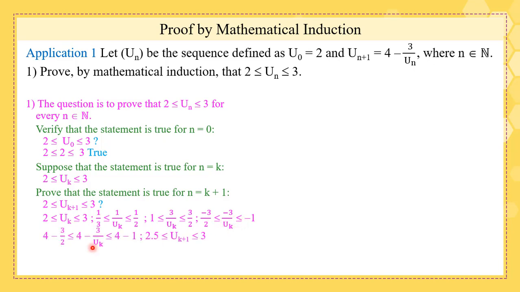And if we add 4, we get uk plus 1 is between 2.5 and 3. Now we need to prove it is between 2 and 3, and this is in fact correct, because if uk plus 1 is between 2.5 and 3, it will be between 2 and 3. We can add here a 2 because 2 is less than or equal to 2.5. Therefore, uk plus 1 is between 2 and 3.